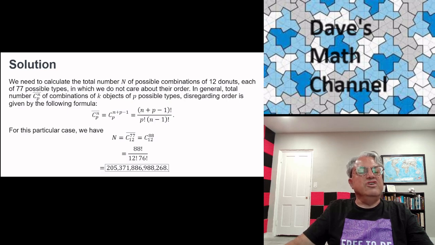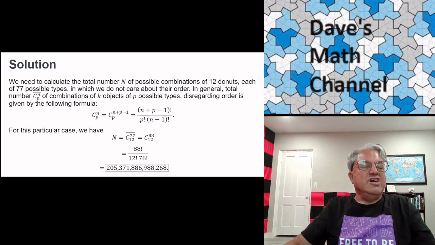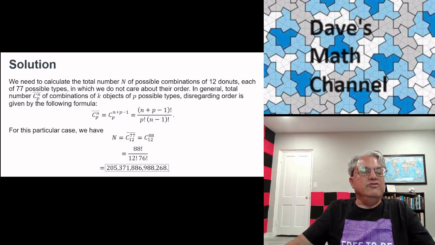88 factorial divided by 12 factorial times 76 factorial. Factorials, as you know, get very, very large, so this is a really, really large number. As a matter of fact, I calculated it on Wolfram Alpha. This is the answer. It's in the trillions. It's in the hundreds of trillions.